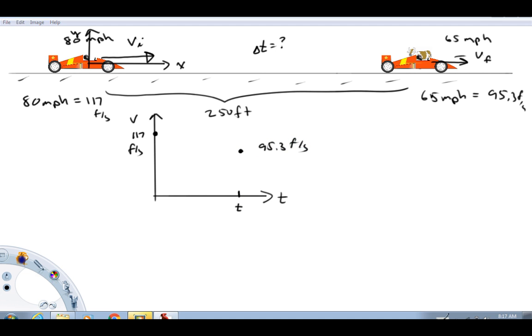Okay. Now I'm going to make an assumption about how the car's velocity changed. I'm going to assume that the velocity changed linearly from 117 to 95.3, which means I can connect these like this.